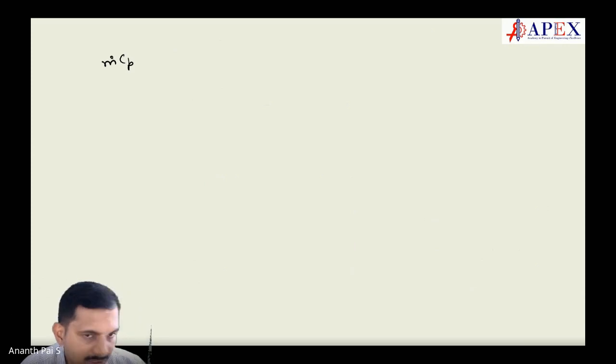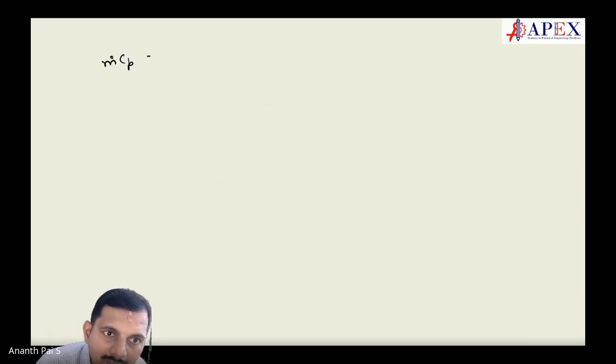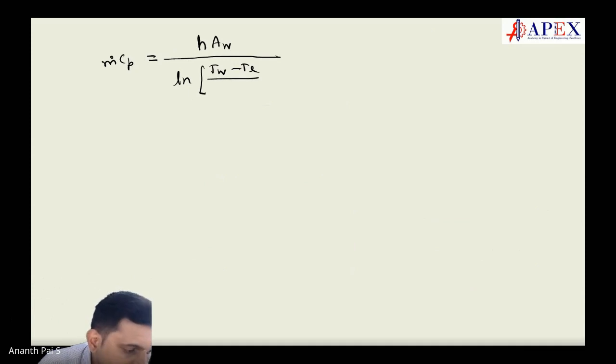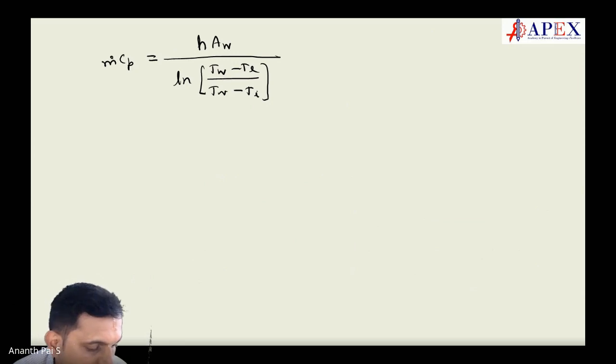Next one is, let us look at... So what happens here? M dot cp is actually what? M dot cp is equal to h a wall divided by log of T wall minus Te divided by T wall minus Ti. Correct. Now, substituting this in, see, m dot Cp is there.